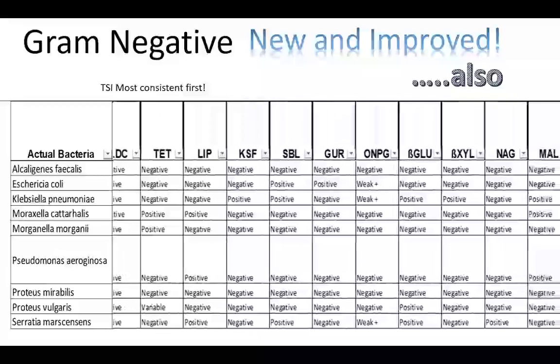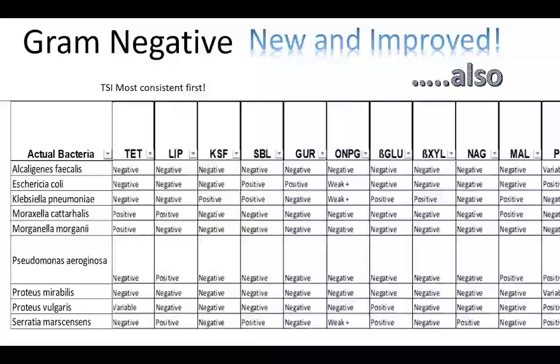Going down the list a little bit. Very important tests: TET and LIP, lipase. There are only a couple of organisms that are positive for these. Pseudomonas aeruginosa is positive for lipase, but not for TET. Moraxella catarrhalis is positive for both. Morganella morganii is positive for TET, but negative for lipase.